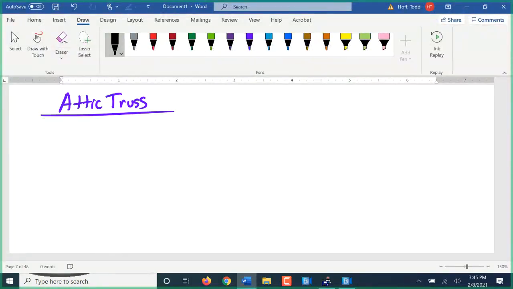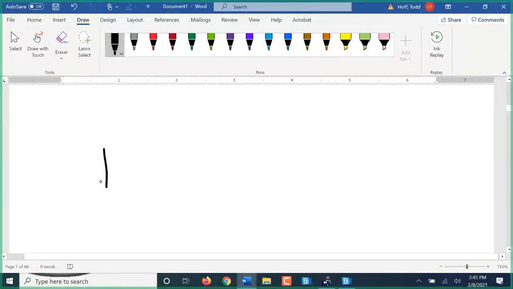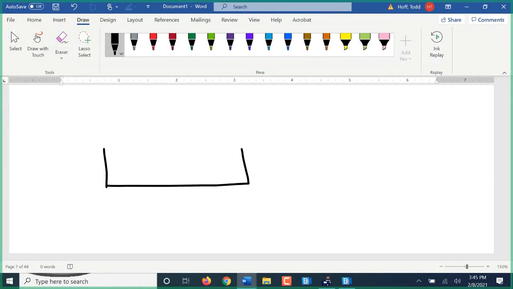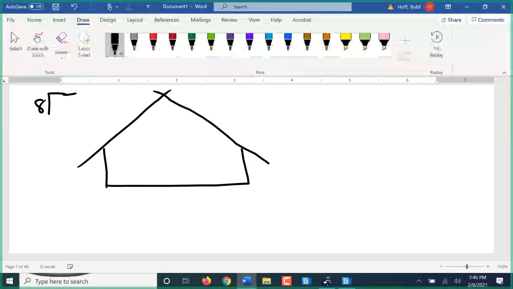An attic truss typically has a larger heel height, to get the top chord up away from the bottom chord, and a relatively steep slope. I have seen a couple at 6/12 slope, but usually it's 8/12 or higher.